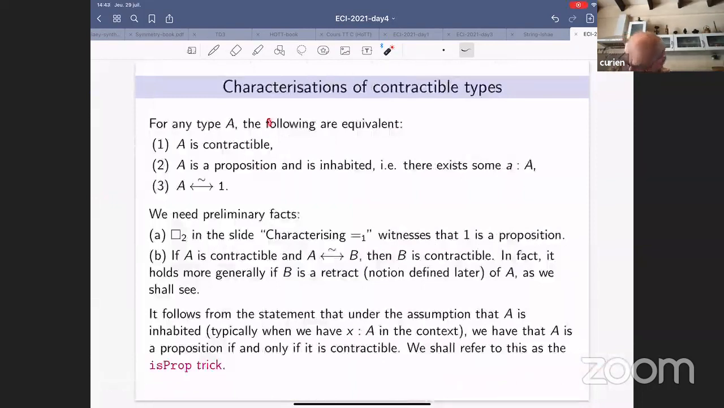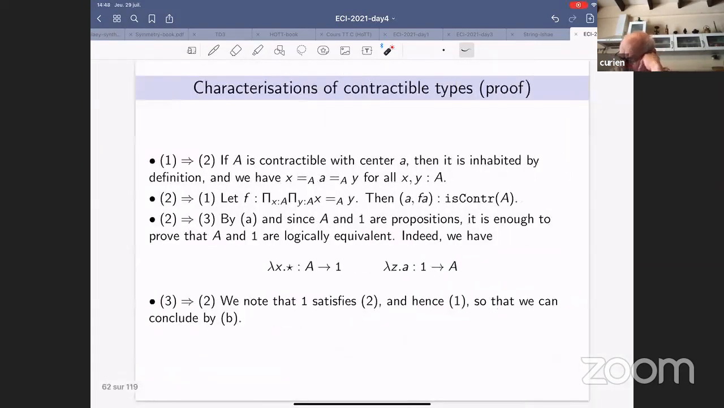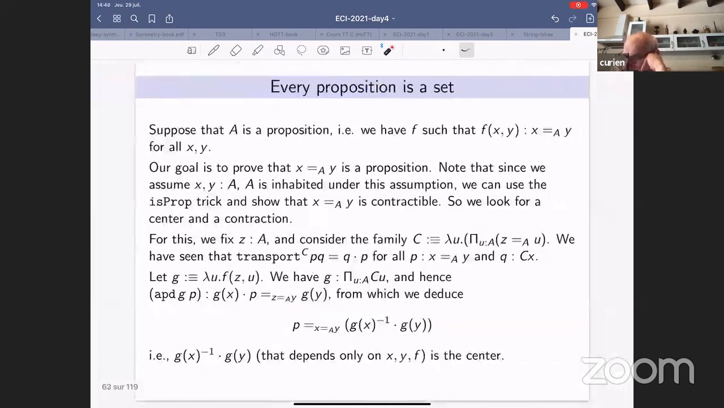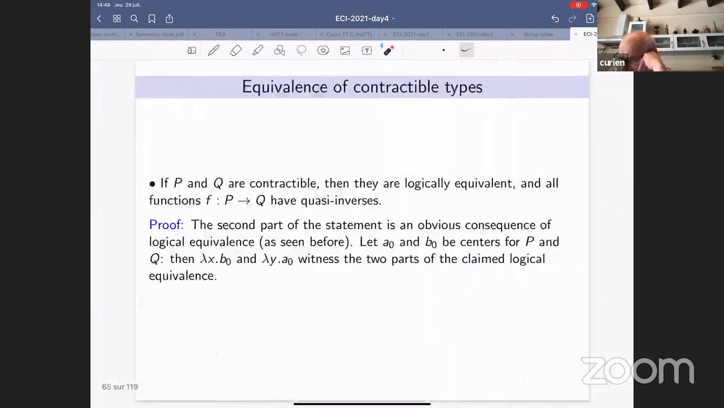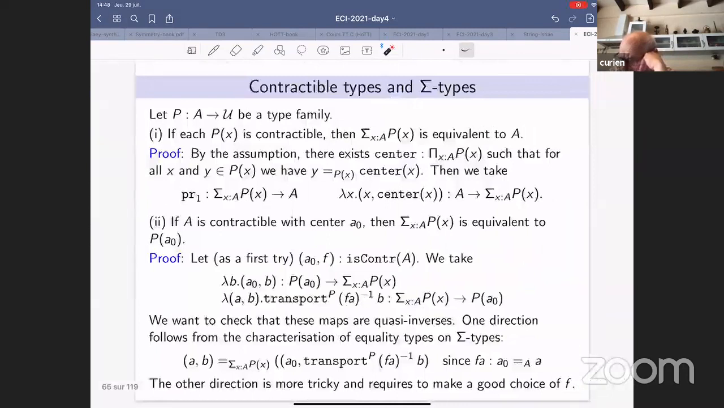And I gave a characterization of contractible types, that are essentially propositions that are moreover inhabited. And I proved something that I used over and over again, which is that every proposition is a set. And then I discussed the fact that being a proposition is a proposition, being contractible is a proposition. And then I discussed this, which I'm revisiting now because I will use it later today.